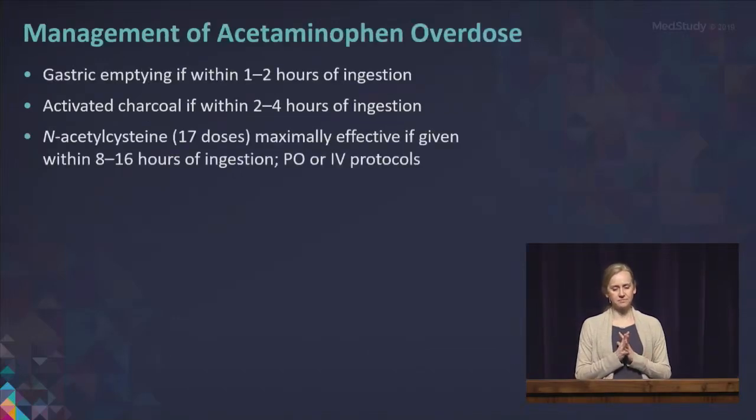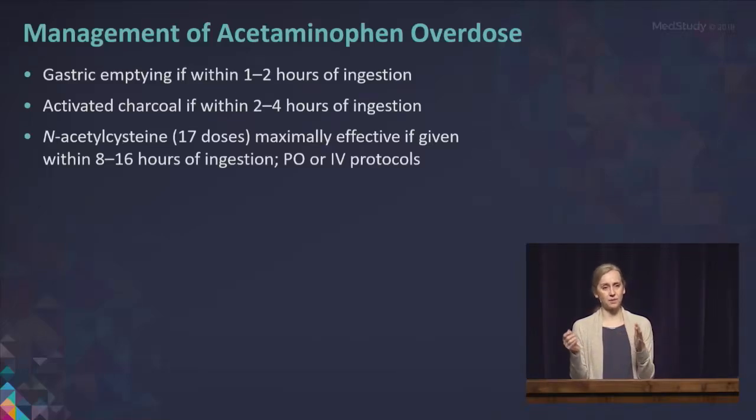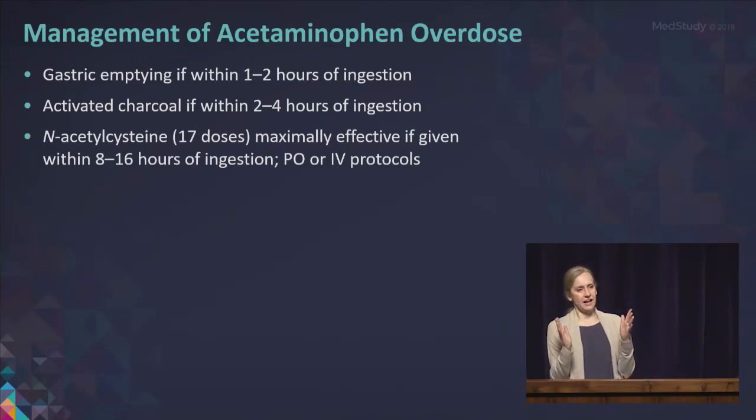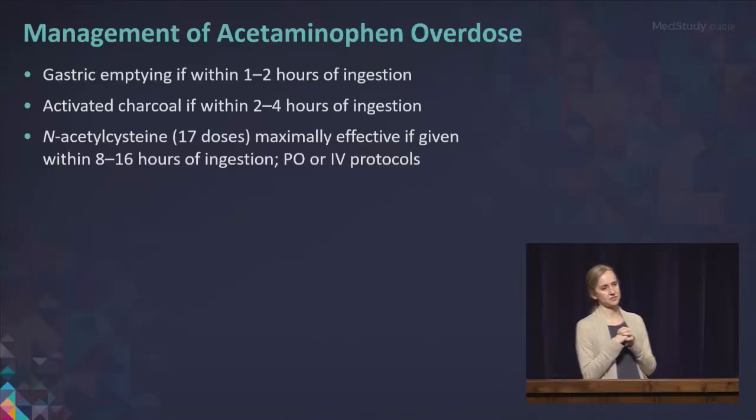The management: in the first 2 hours, gastric emptying, right? After that, usually the stomach is no longer full of the material, so you can give activated charcoal up to 4 hours. And after that, really, the only thing that's going to help is N-acetylcysteine or NAC. You can give 17 doses. You can give it either PO or IV, and it's really good to get it in as early as possible, within 8 to 16 hours of ingestion.